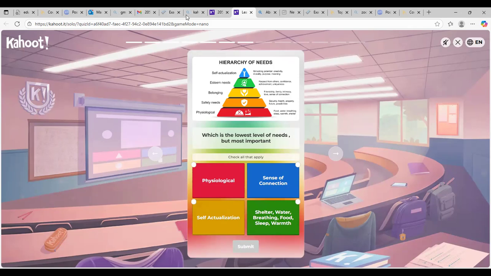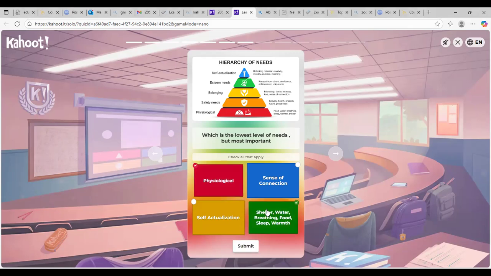Okay, so this one says, move this little bar away. Which is the lowest level of needs, but most important? This is one of our theorists that we'll talk about, Maslow's hierarchy of needs. Which color should I select? Red and green.